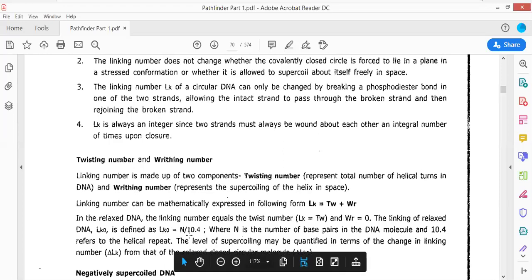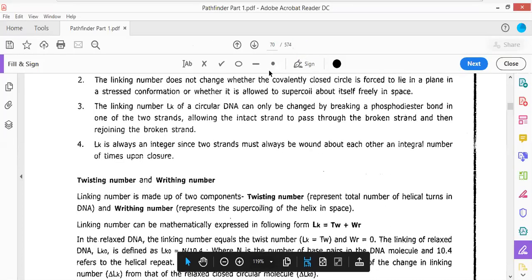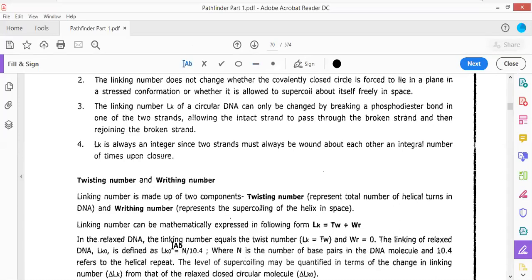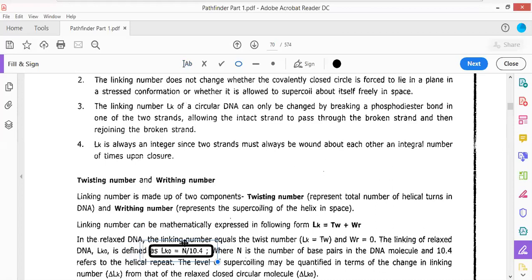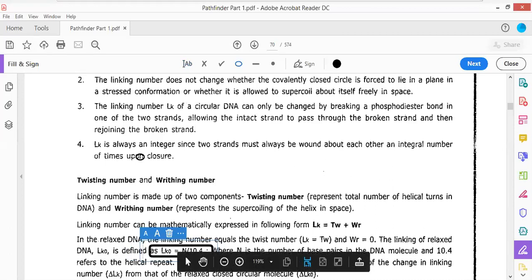The standard linking number has a particular formula: total number of base pairs divided by 10.4. I have just explained that when the total number of base pairs is calculated, you divide by 10.4, and you get the formula that is referred to as LK naught. So LK naught can be calculated by using this formula.